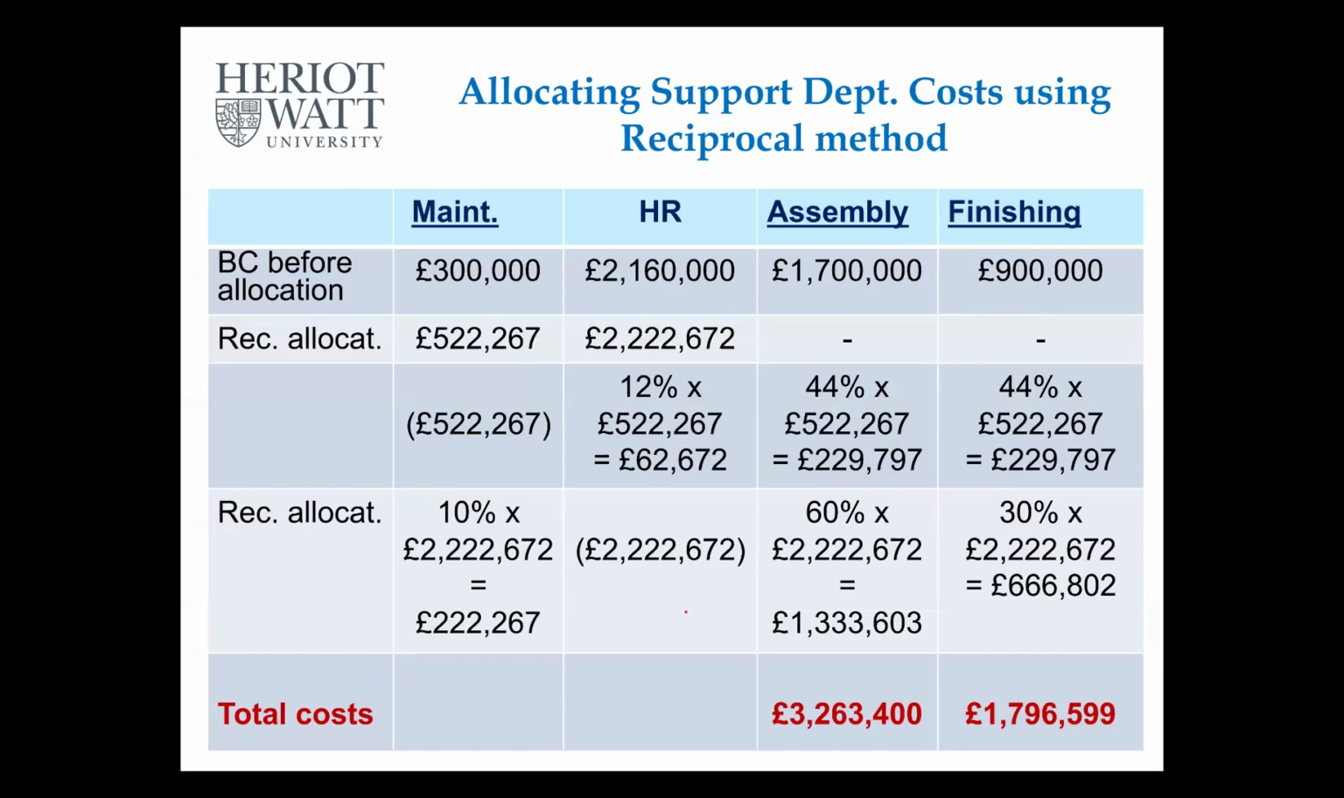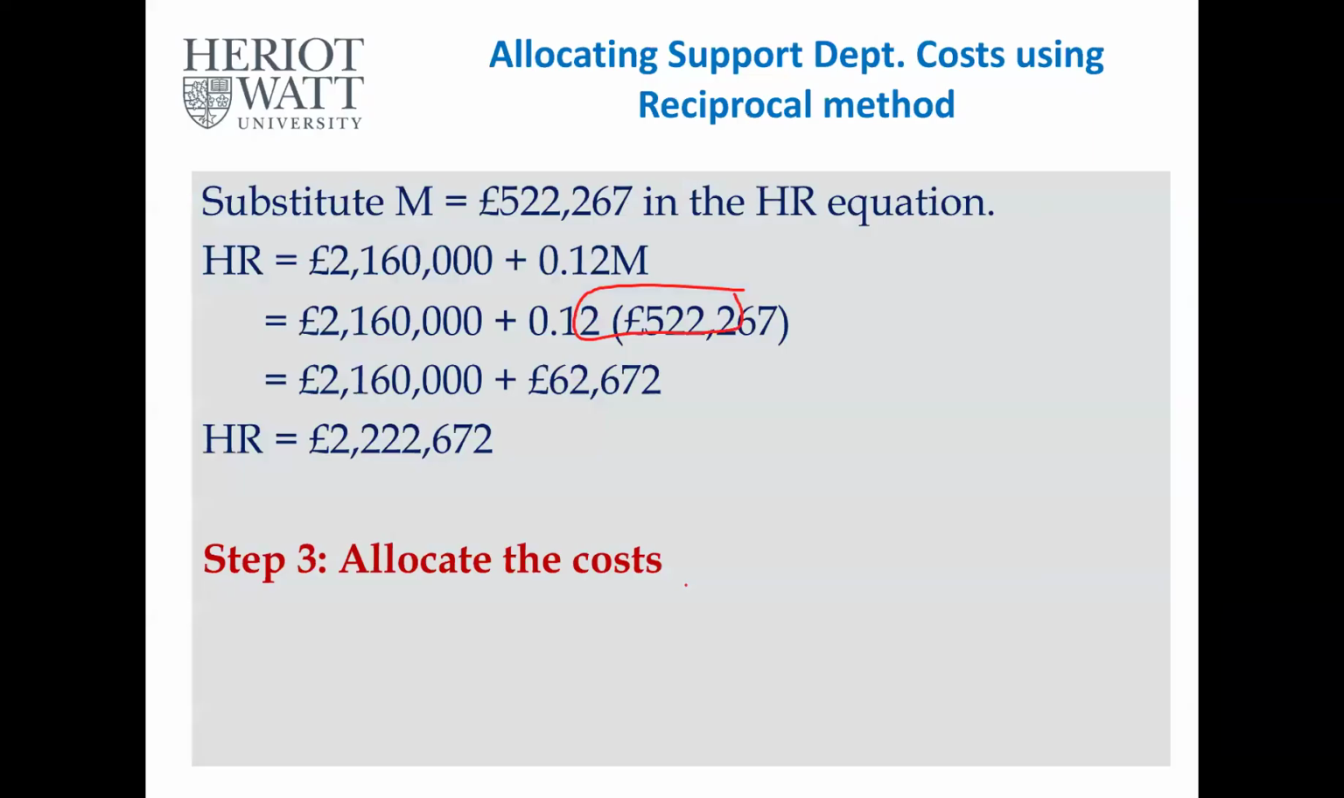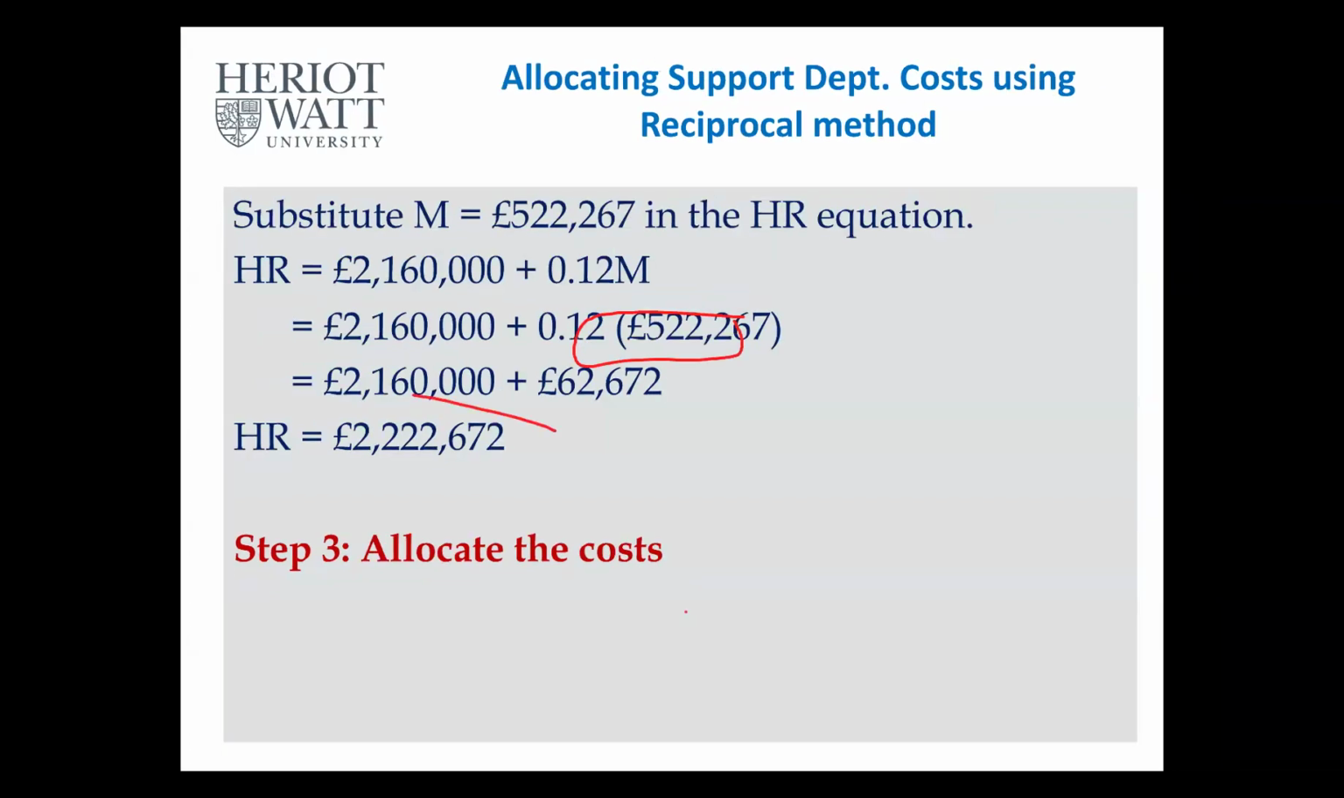Now, where did the 2 million come from? Which 2 million? This one, for HR in the previous slide. Oh, that's what you found when you were solving the simultaneous equation. Oh, okay, after adding it.